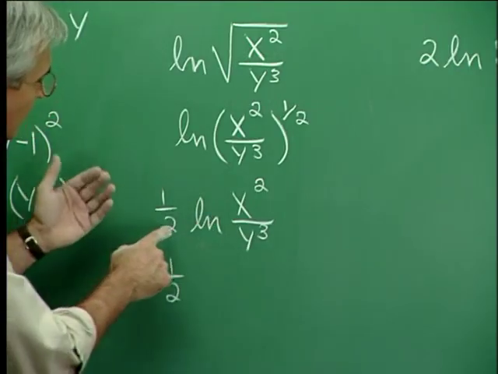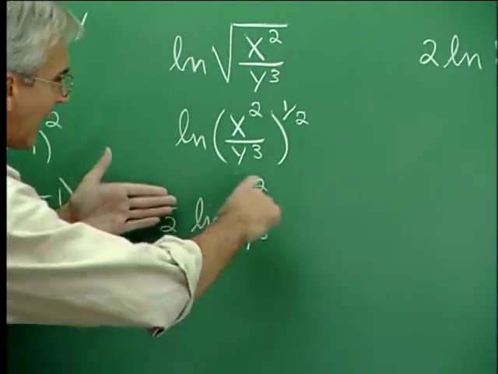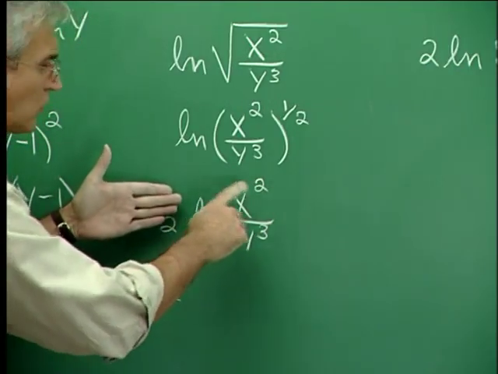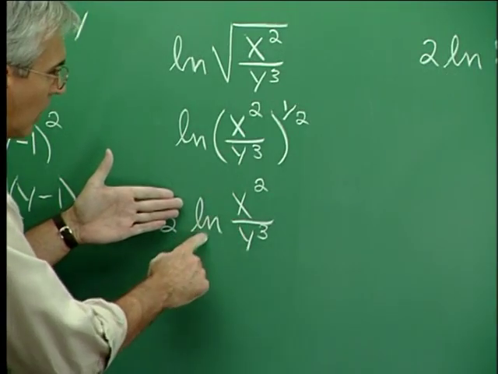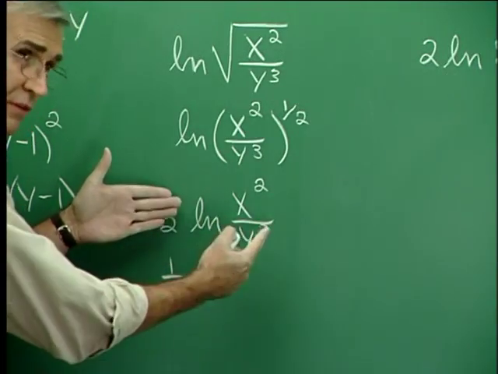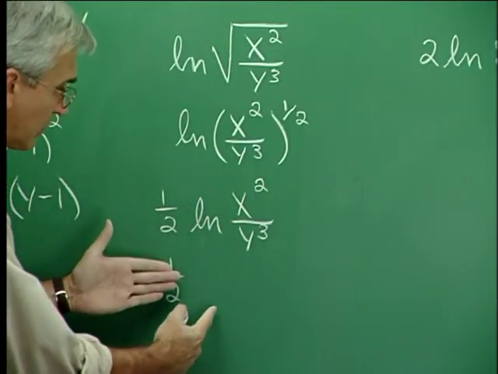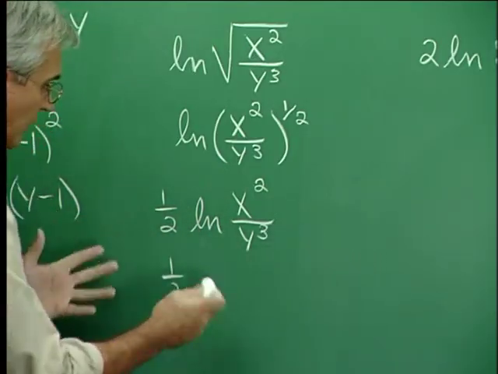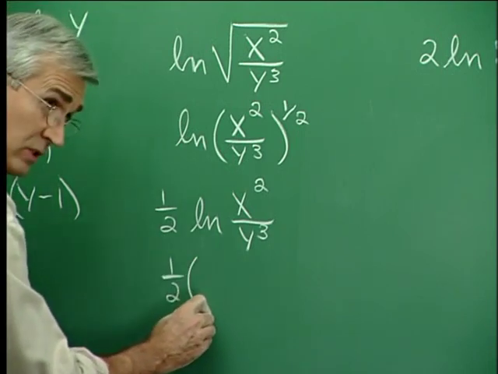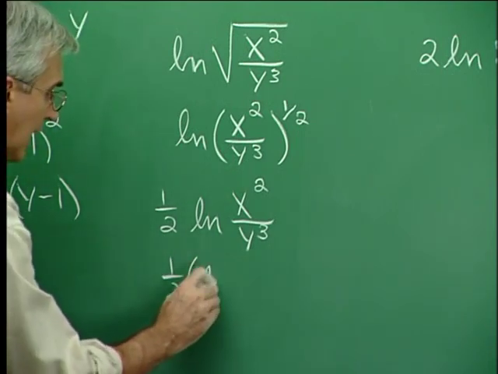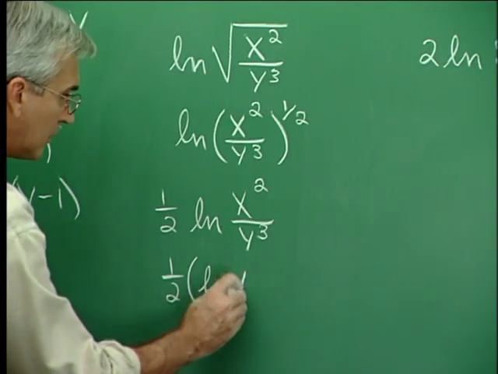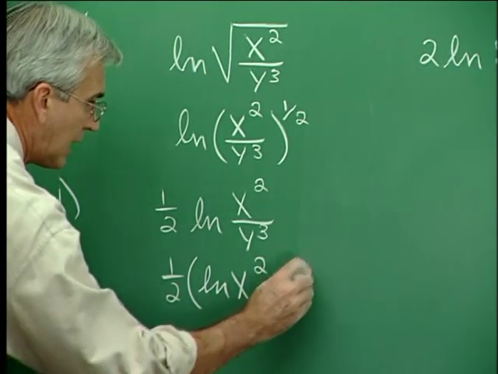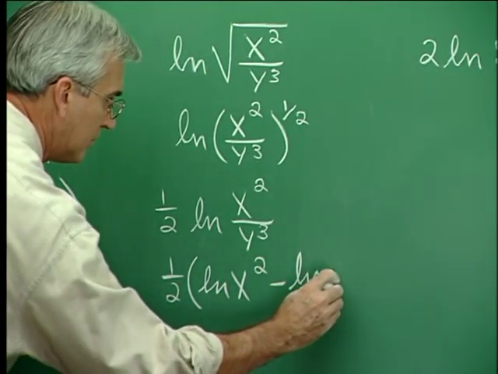You see, here we have 1/2 times a single term. But once we go through that property of the logarithm of a quotient being the difference of two logarithms, we're going to end up with two terms here. And we want to take half of those two terms. So it's 1/2, introduce parenthesis, 1/2 times ln numerator minus ln denominator.